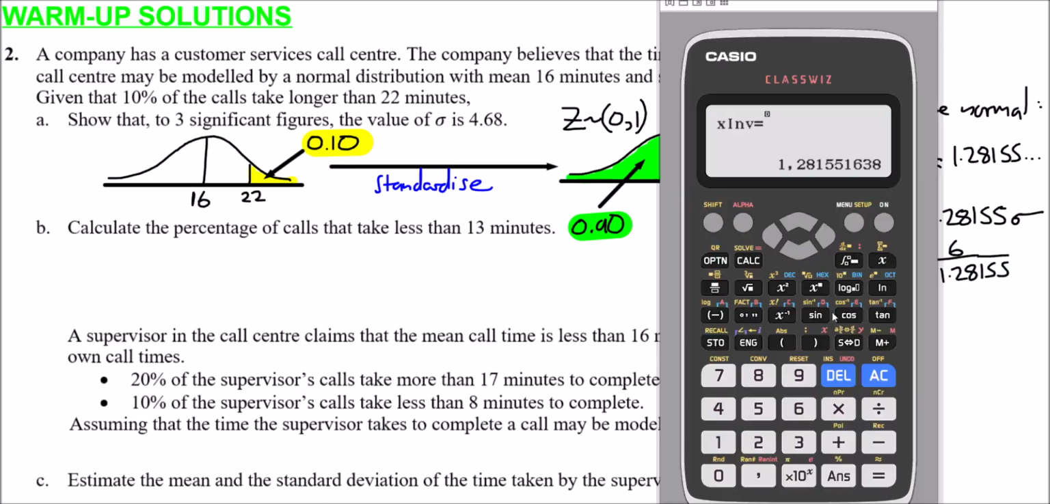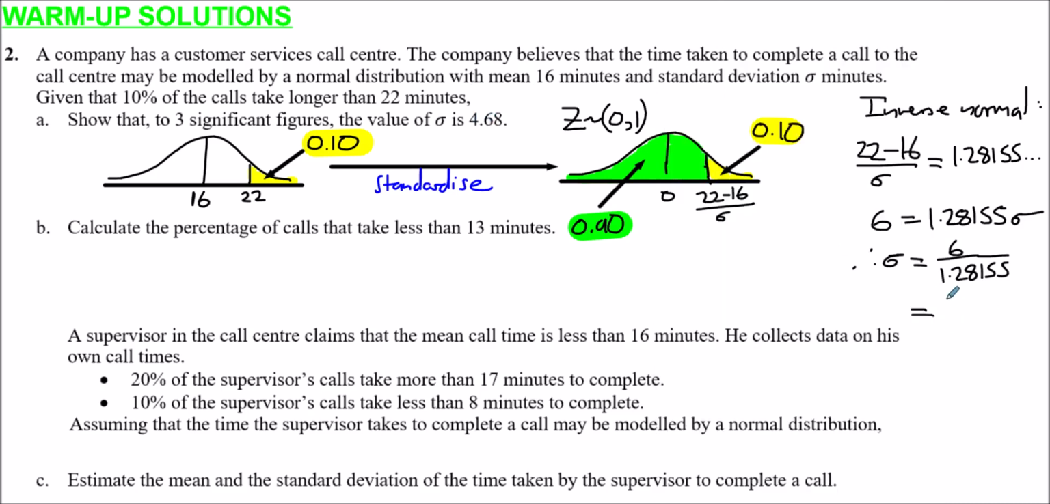So let's work this out here. So menu 1 to normal mode. The answer's stored, so 6 divided by that value gives us 4.68, which is what we wanted to show all along. So we've proven what we needed to for part A.